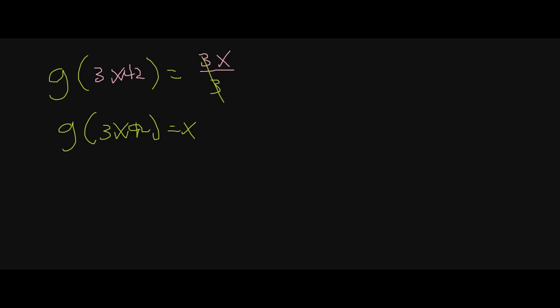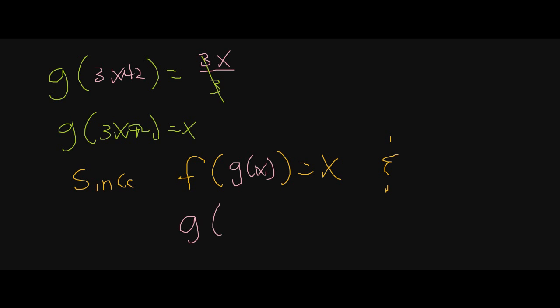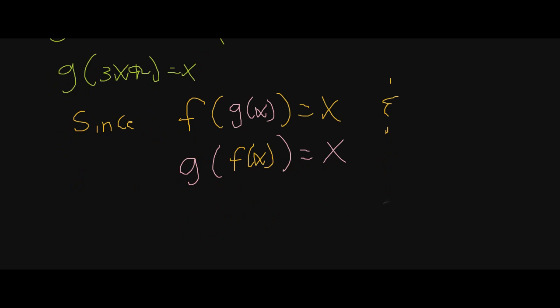So we can finally conclude, let's use one different color, since f of g of x is equal to x, and g of f of x is equal to x, they are inverses of each other.